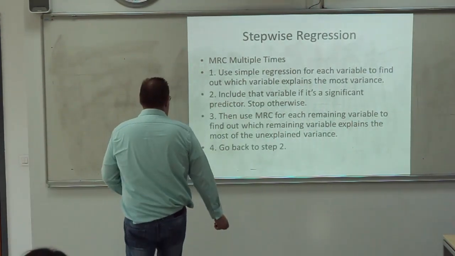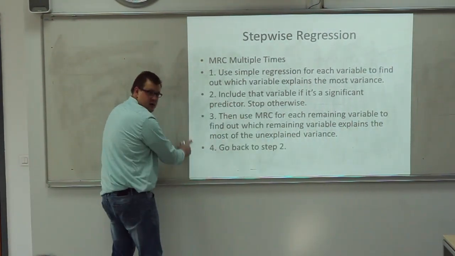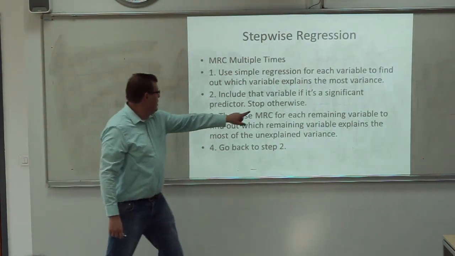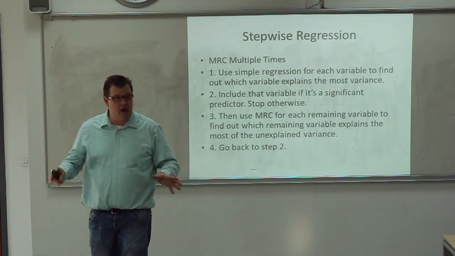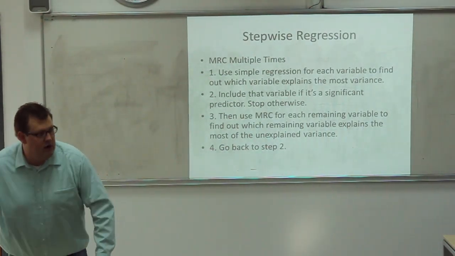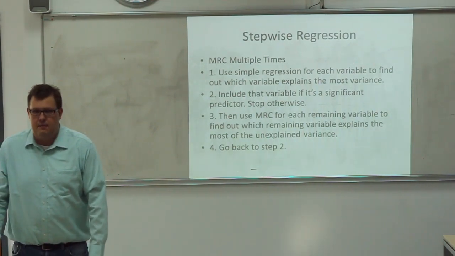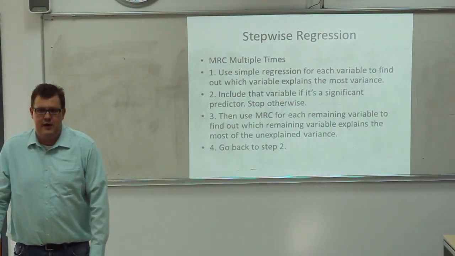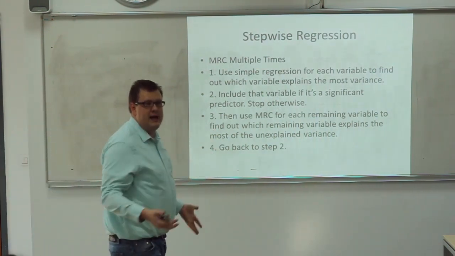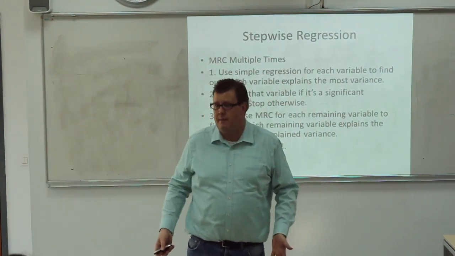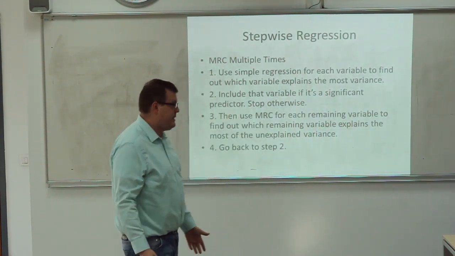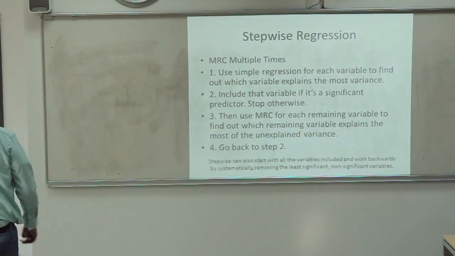So basically, we just keep doing this. We go through this again and again until we don't have any variables accounting for any significant amount of unique variance. Then we stop, because after that, nothing's accounting for anything. Everything else has been accounted for. So we stop. Does that make sense? This will give us something that predicts at least the data that we have really well.